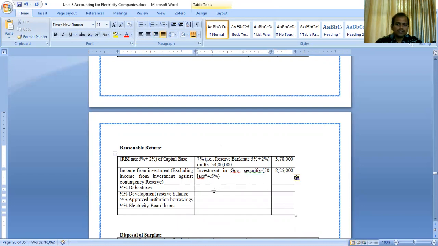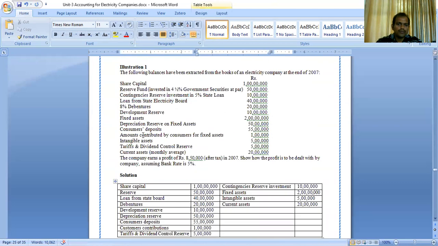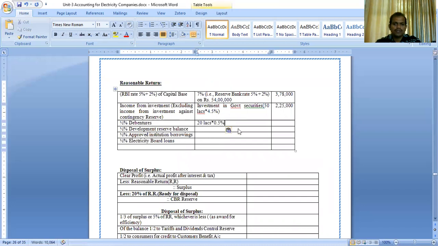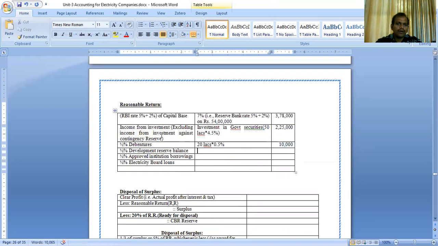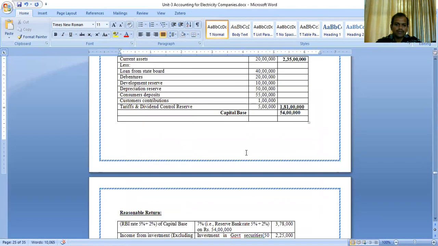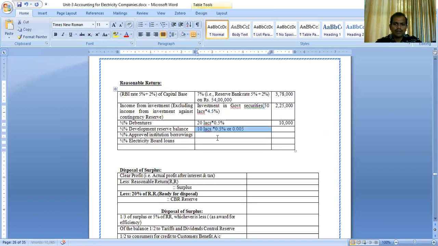So debentures, 20 lakhs debentures. We have 8% debentures, 20 lakhs. So in this 20 lakhs, we have to consider half percentage. So it comes around 10,000. So half percentage on development reserve. Development reserve, 10 lakhs, comes around 5,000.